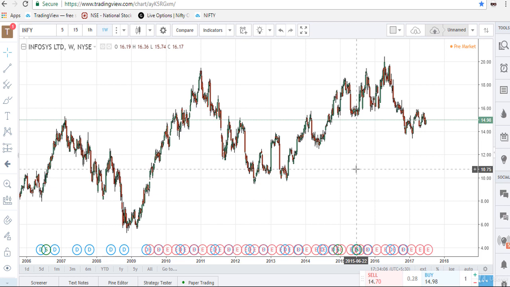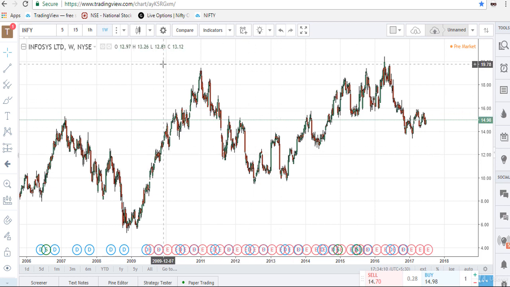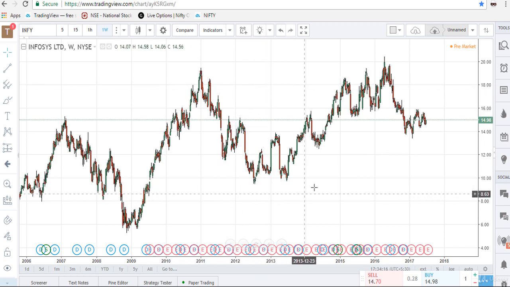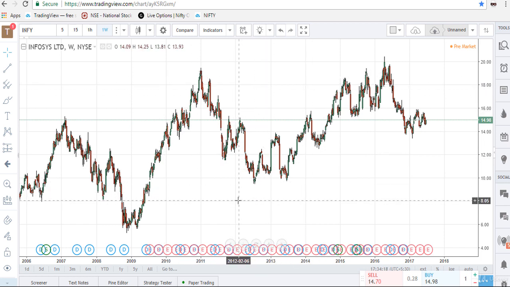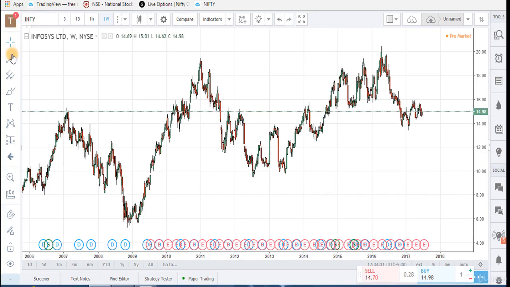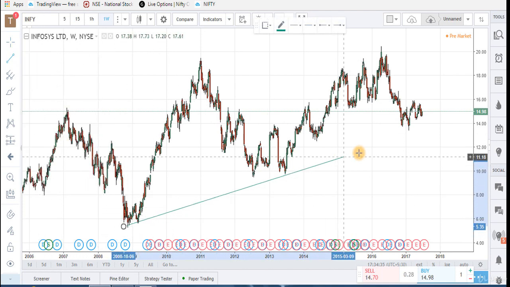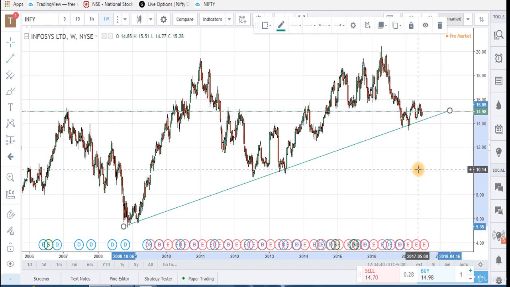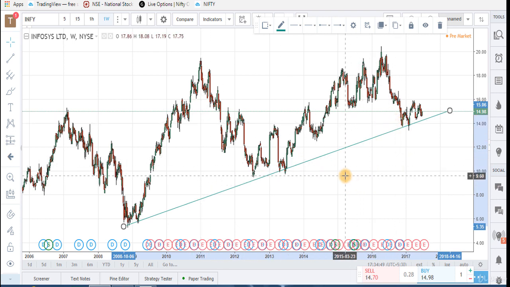This is the example of Infosys, and we set the chart to weekly chart. Suppose you are investing money in this chart, you are an investor, then you will focus on the weekly chart. By seeing this chart, we can draw a trend line in this way. This is the trend line, and now we can see the stock is going in an upward direction. So this is an uptrend. We can buy this stock and invest our money in it.